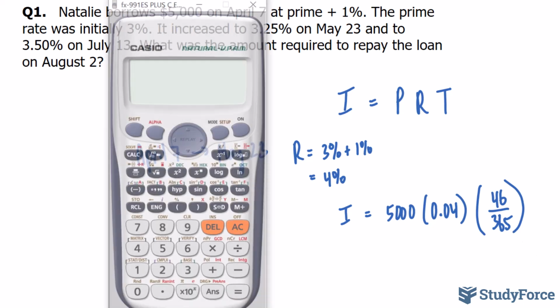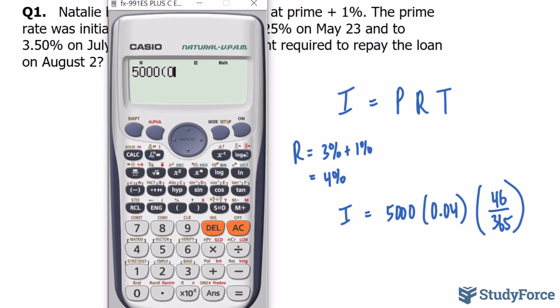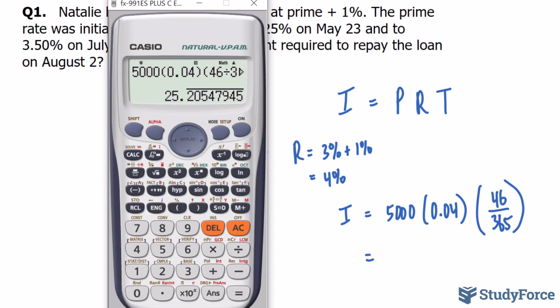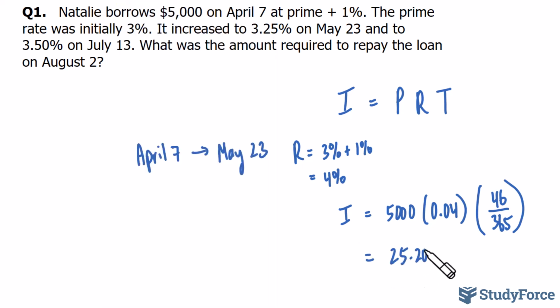Let's use our calculator. 5,000 multiplied by 0.04 multiplied by 46 over 365, and we end up with 25.205. Let's keep up to 3 decimal places. We do not want to round right away. So I'll write down 25.205. We'll round to 2 decimal places at the very end once we've computed everything we need.